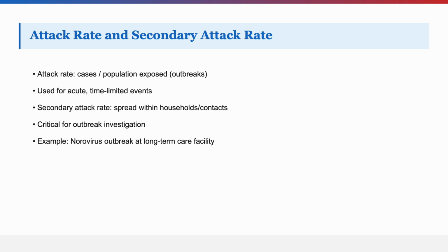For healthcare managers, these measures are critical during healthcare-associated outbreaks. A norovirus outbreak in your long-term care facility, what's the attack rate among residents? Among staff? What's the secondary attack rate in affected units? These numbers guide your response. During COVID-19, secondary attack rate data influenced infection control policies. Household SAR for COVID was roughly 10 to 20% for the original strain, higher for Delta and Omicron variants.